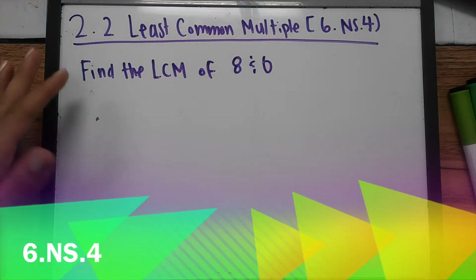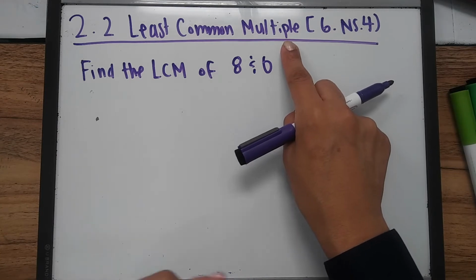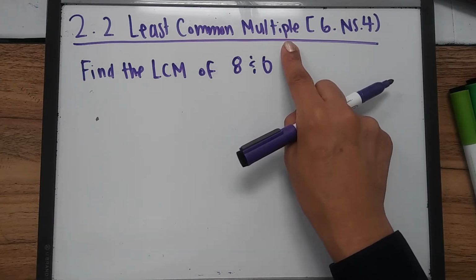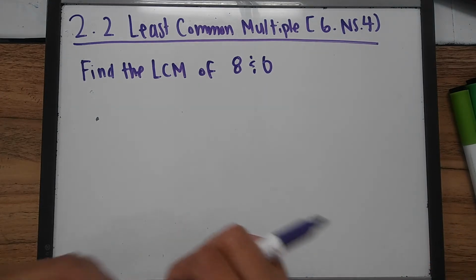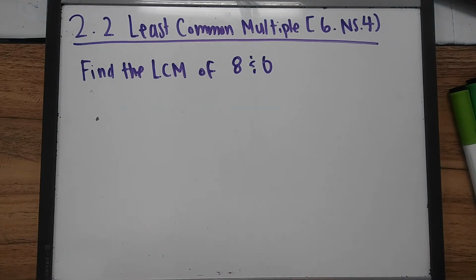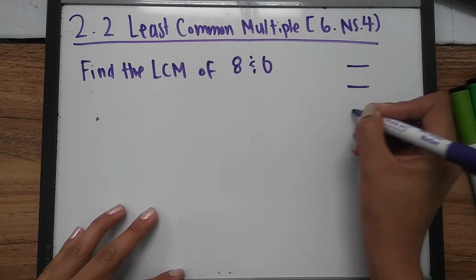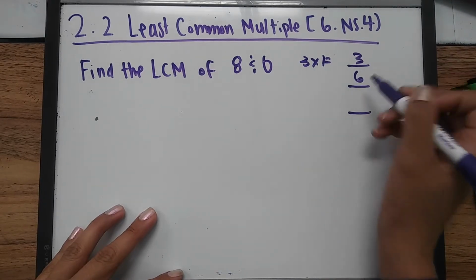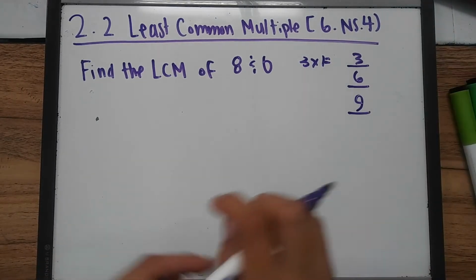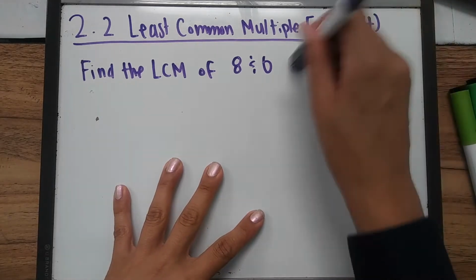Okay, guys, we're going to do 2.2, least common multiple. So, remembering the multiples: multiples are basically the products of two factors, right? Whenever we have a multiplication table, all the products, all the answers. So if I have 3 times 1 equals 3, all of this will be my multiples, okay?